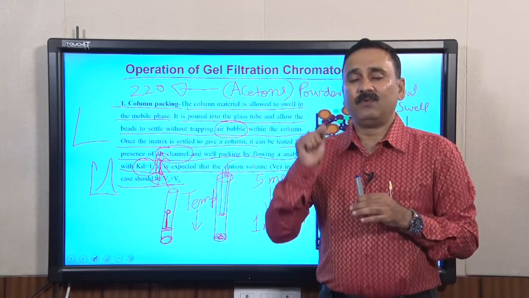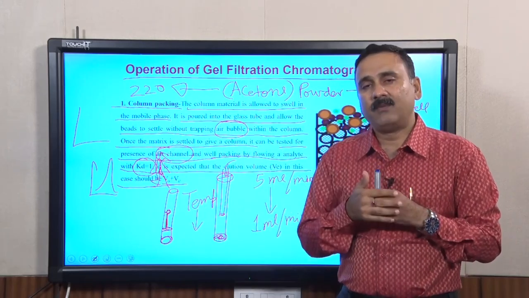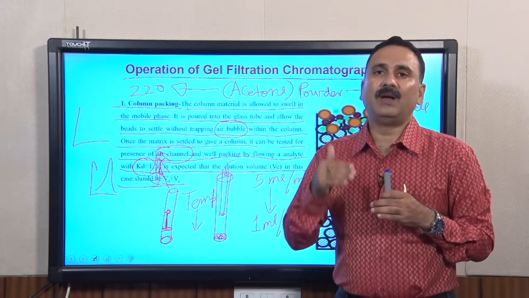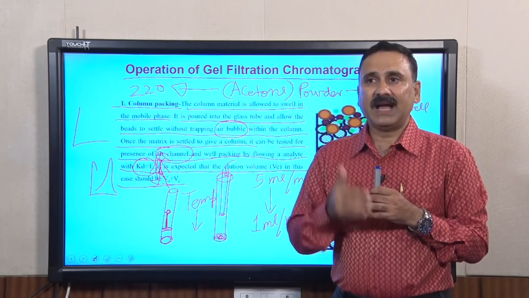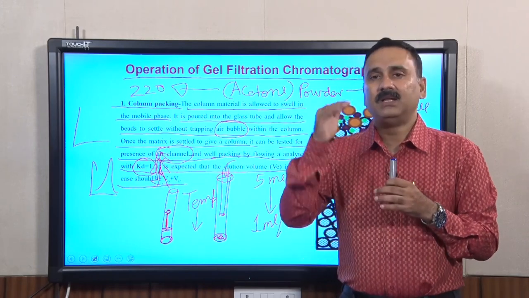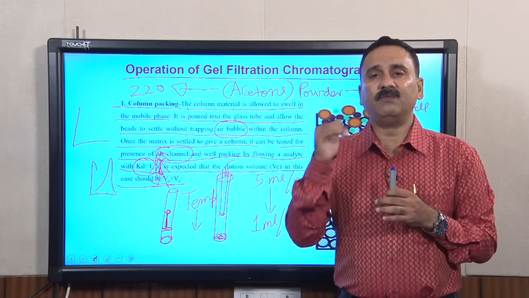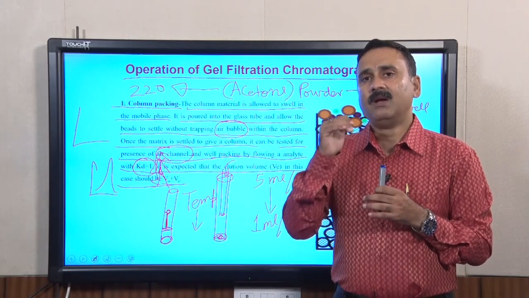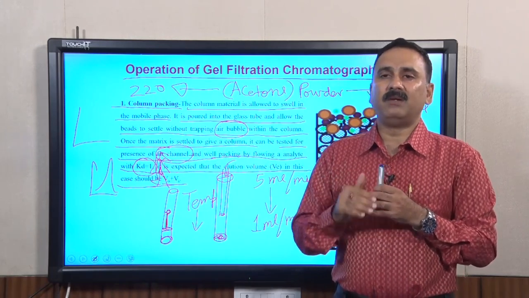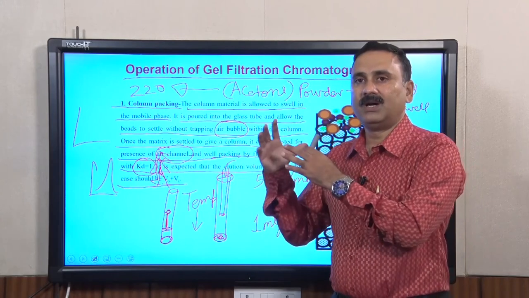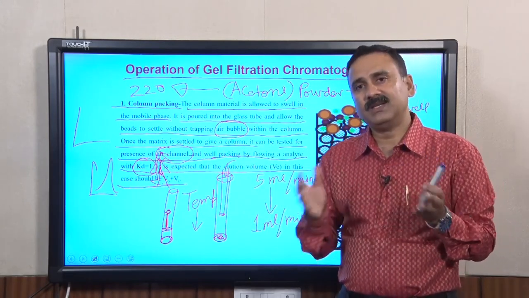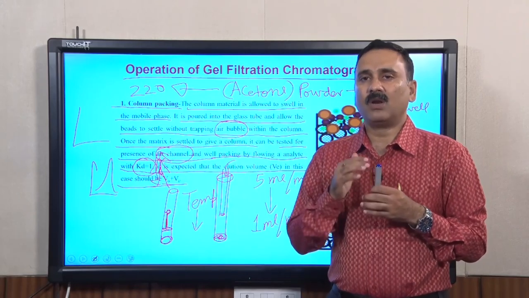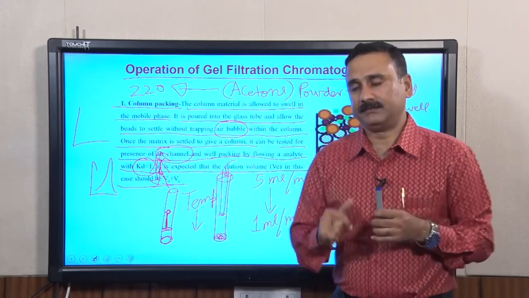Other than that, if you would like to avoid air bubbles or channels, you also have to use water which is degassed. What is meant by degassed is that you reduce the amount of dissolved oxygen. You can degas simply by putting that liquid into a vacuum, or you can also do sonication. Both of these processes remove the oxygen from the water.